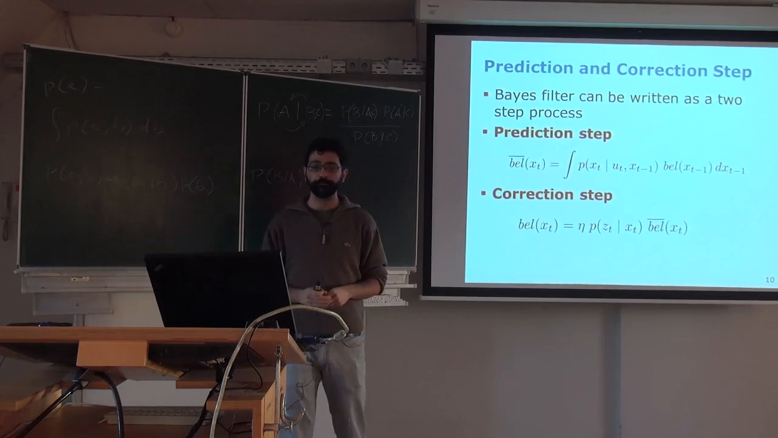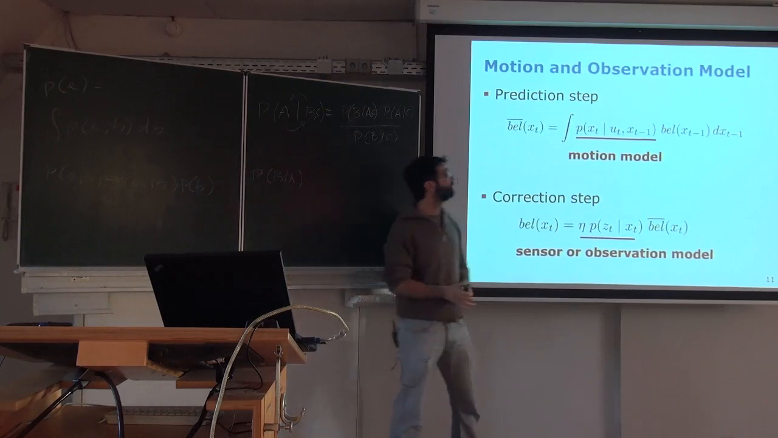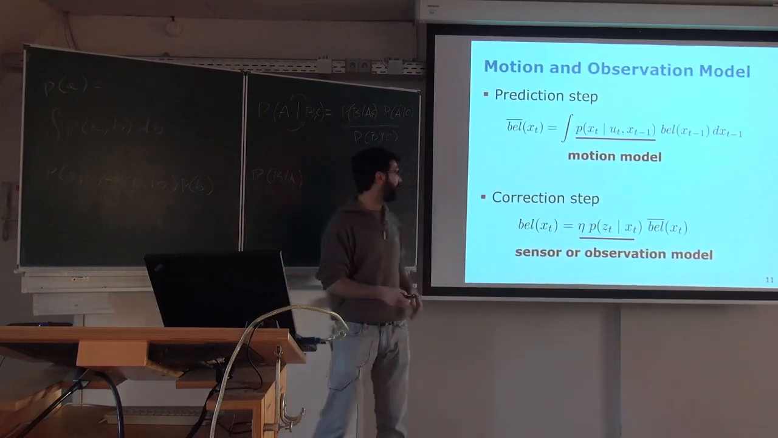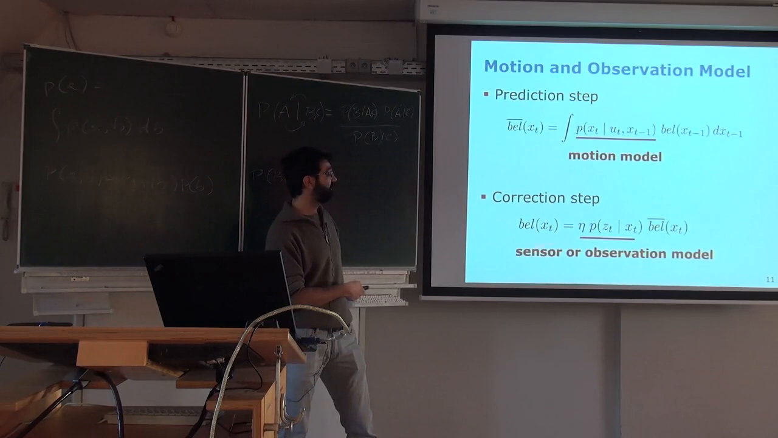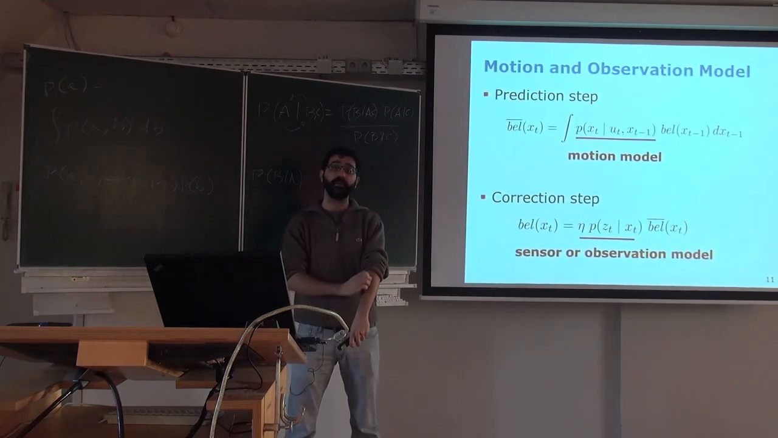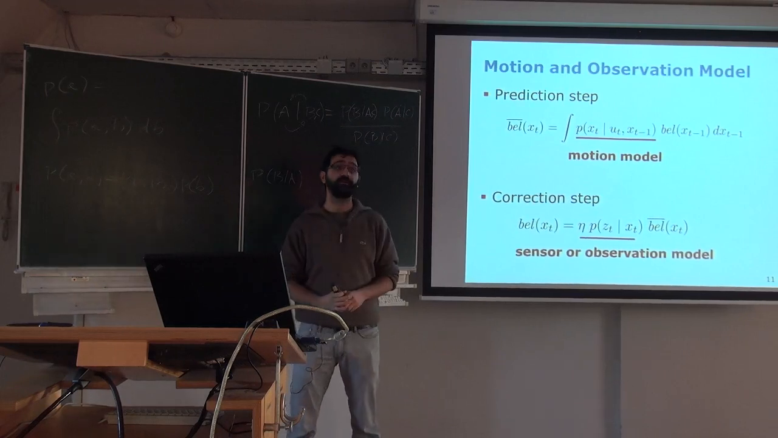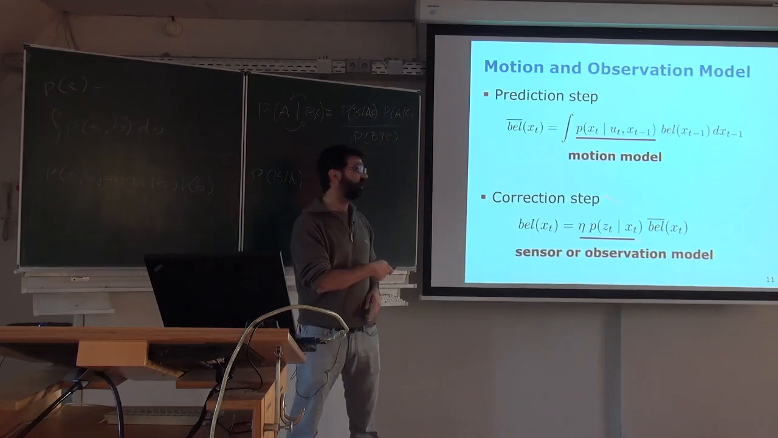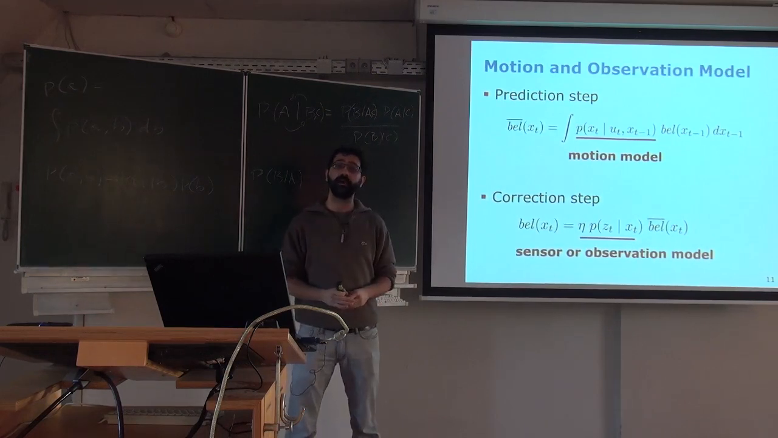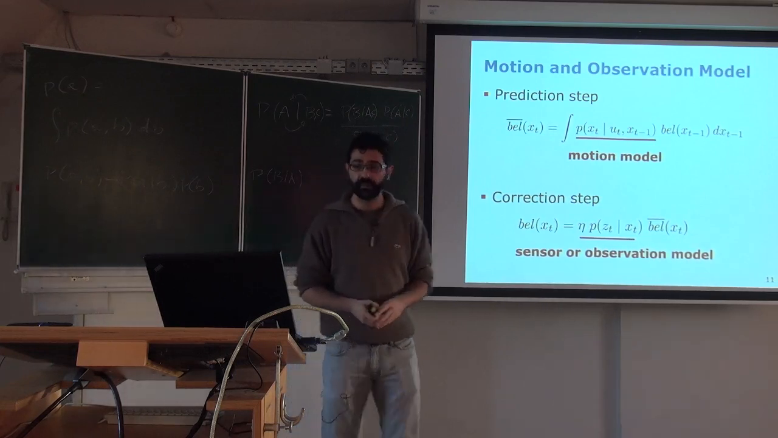Okay? Now, we call this thing here, as I said also before, the motion model. And we call this part here the sensor or observation model. And we'll see that there are different ways of modeling this, and also different ways of then performing the update according to how these models are actually represented. Okay? Are there any questions so far?